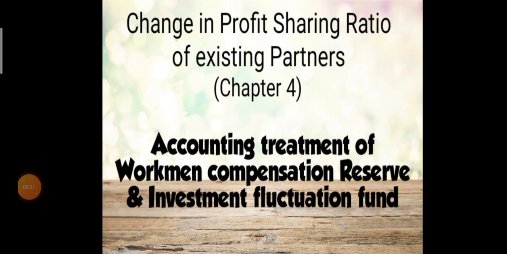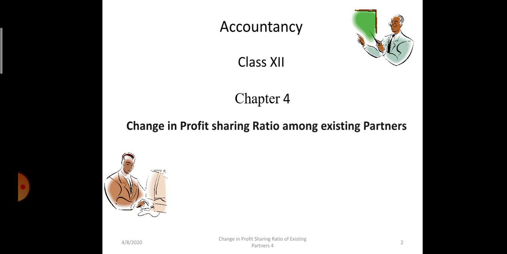In this video, we will deal with the accounting treatment of Workmen Compensation Reserve and Investment Fluctuation Fund. We are studying 12th class accountancy's chapter 4. Name of the chapter is Change in Profit Sharing Ratio among Existing Partners.